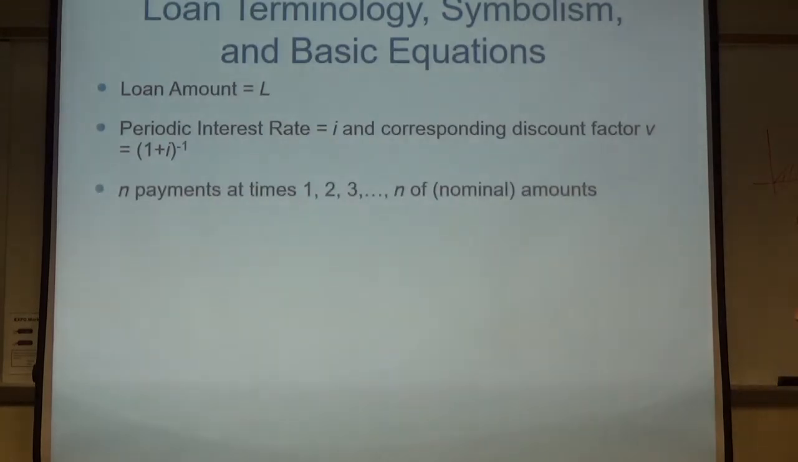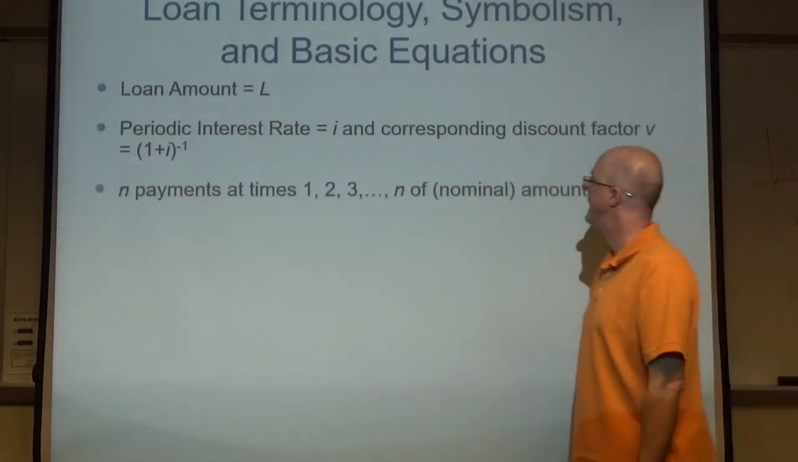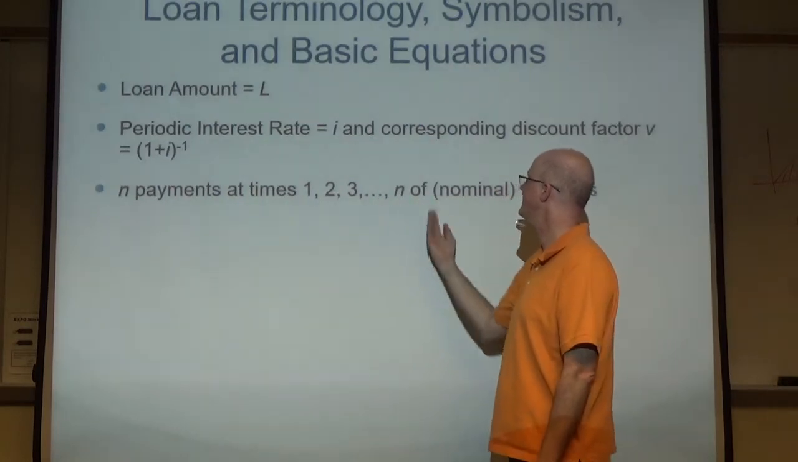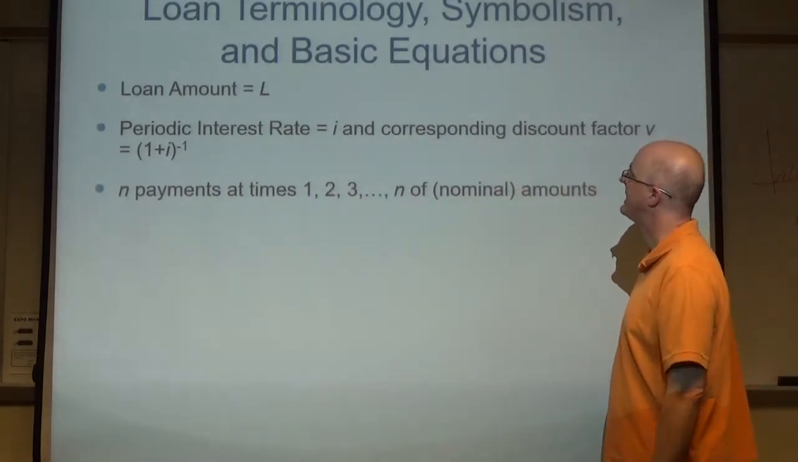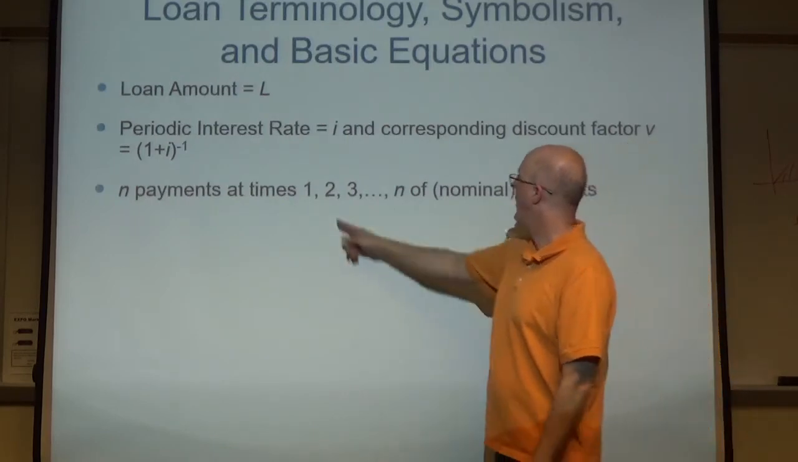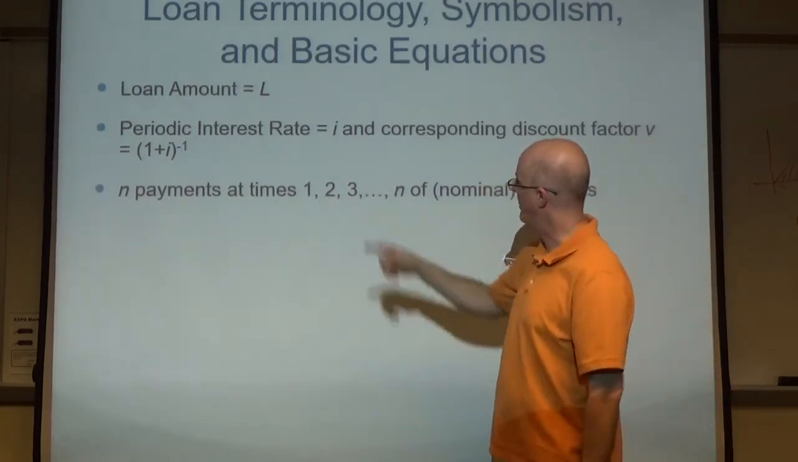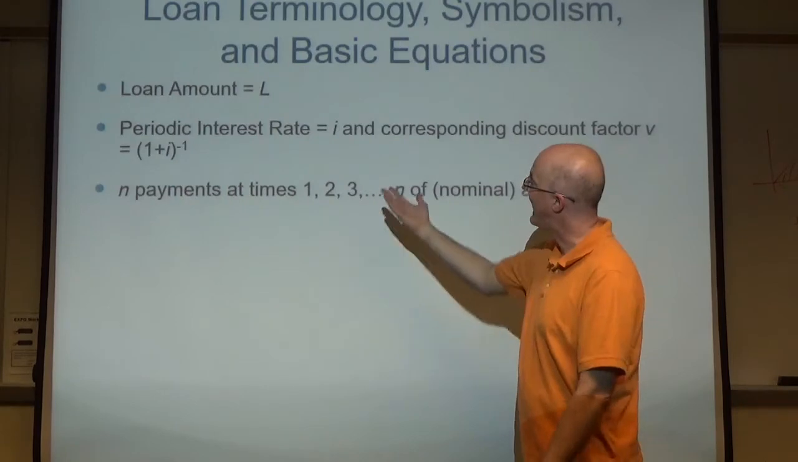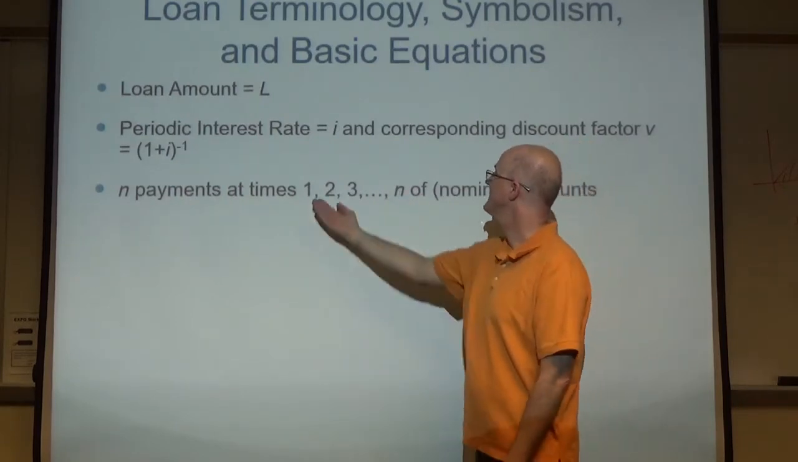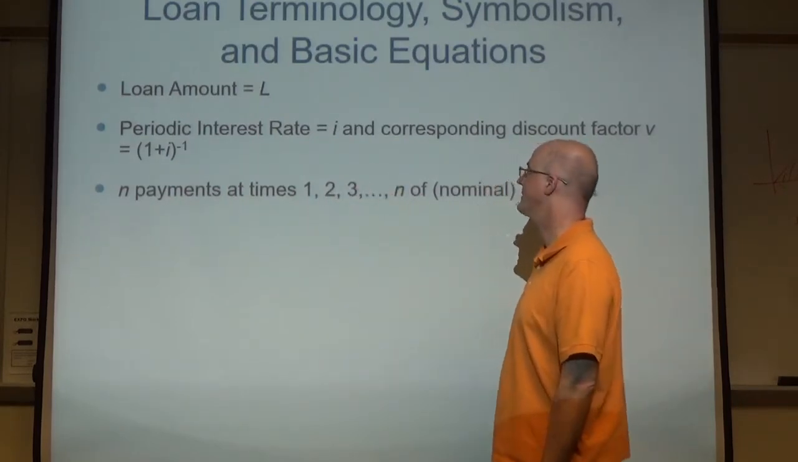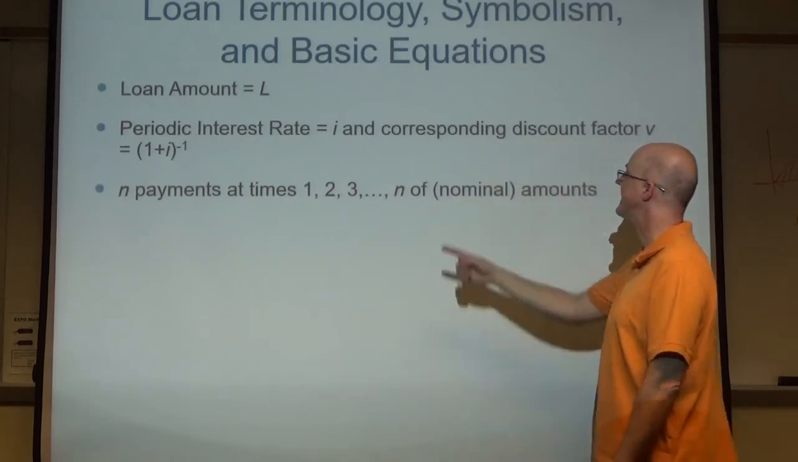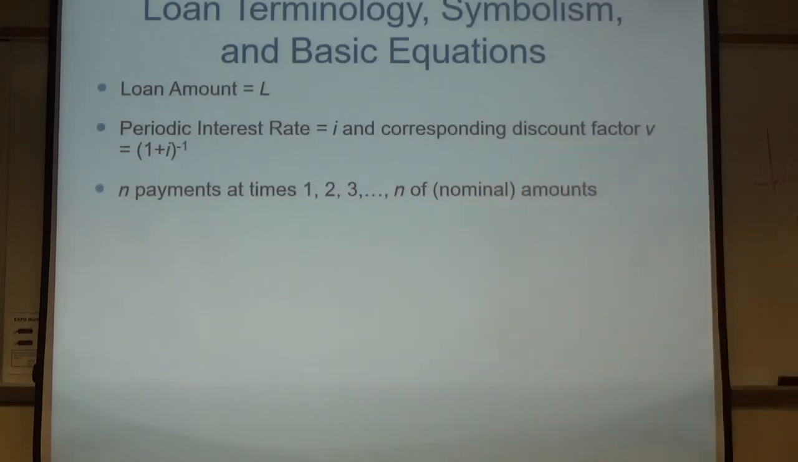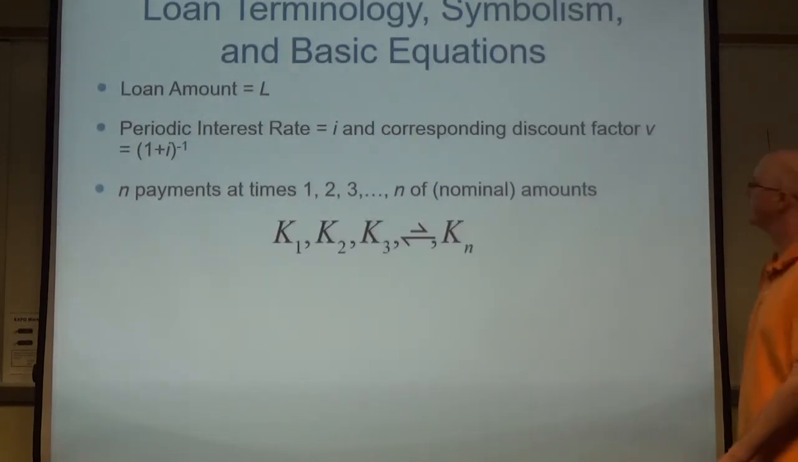We have n payments, and to keep it simple, we assume these n payments occur at times 1, 2, 3 through n. Theoretically, they could occur at varying times that are not equally spaced, where the amount of time does correspond to the periodic interest rate. So if i is an annual interest rate, these times would be years. If i is a monthly interest rate, these times would be months. If i is a daily interest rate, these times would be days. These are nominal amounts, because we haven't discounted them, K1 through Kn.